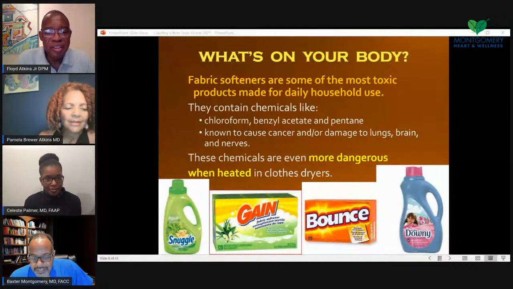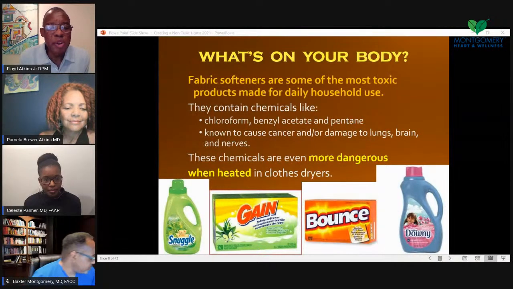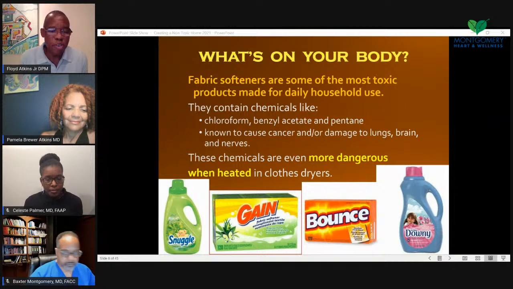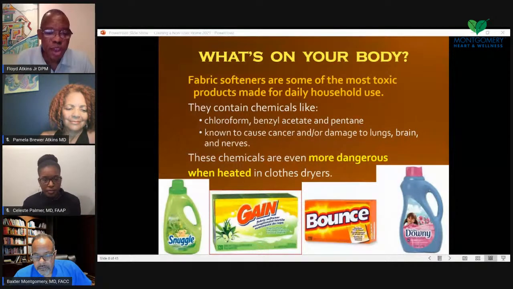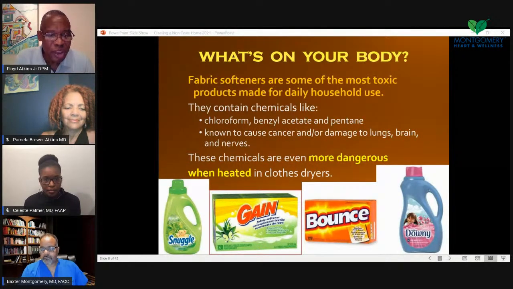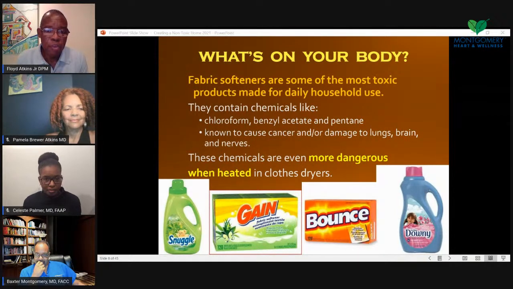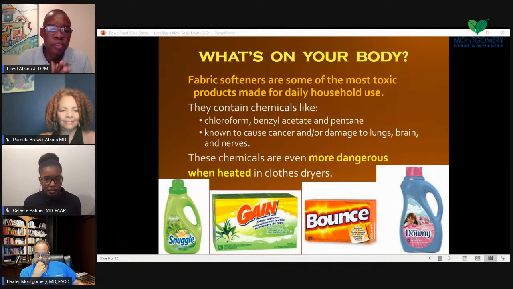This is one of the areas when it comes to what we put in our body that people fight with me on, because we talk about fabric softeners. Everybody wants to be Downy fresh, and they want to Bounce, and they want to smell good. I have to throw things like Febreze or Renuzit, those chemical fragrances, into this category also. Fabric softeners are some of them. It was listed as some of the most toxic products made for daily household use.